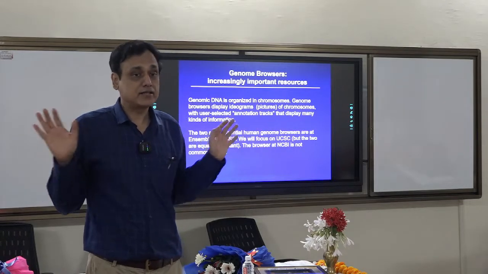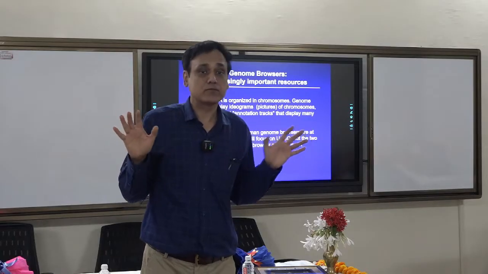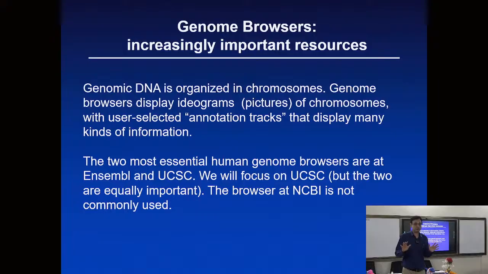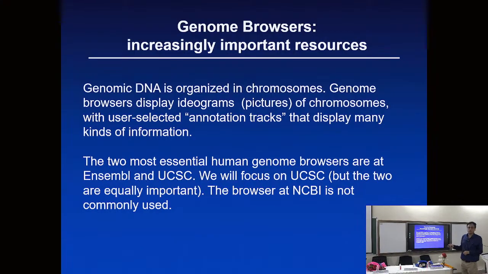There are many genome browser tools, but we will focus on Ensembl and the UCSC genome browser. There is a genome browser at NCBI also, but it is not frequently used. Okay, next slide. Genomic DNA is organized in chromosomes. Genome browsers display ideograms, which are pictures of chromosomes, with user-selected annotation tracks that display many kinds of information.